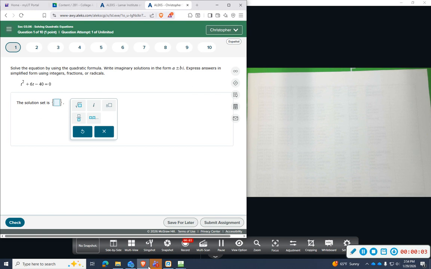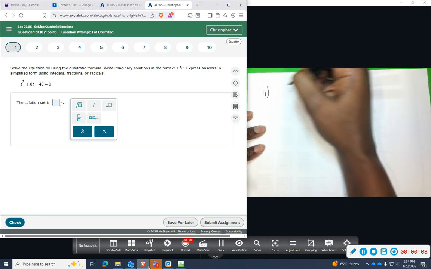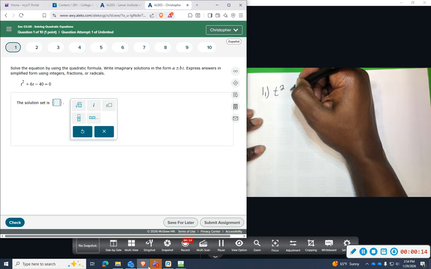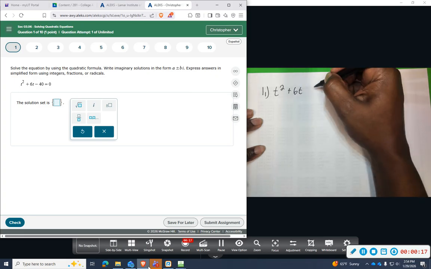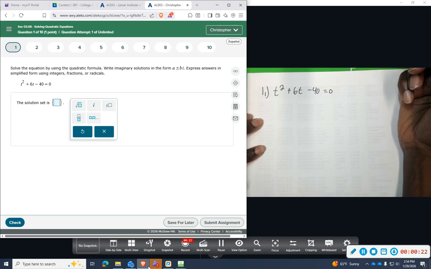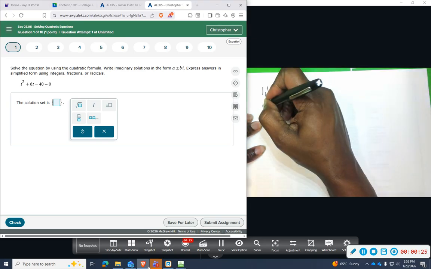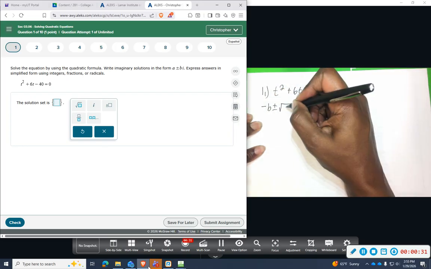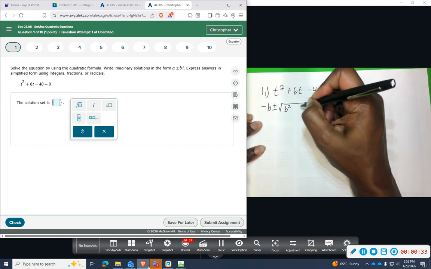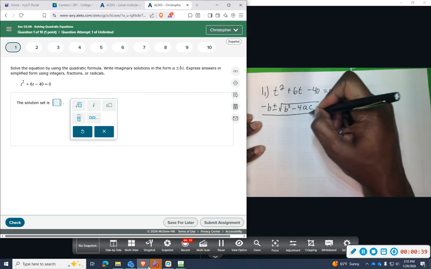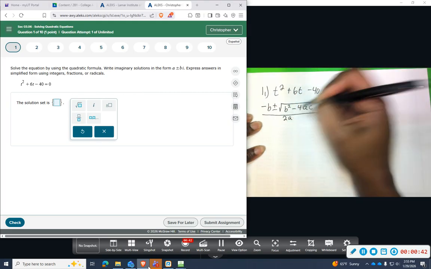Alright, so in 3.6 we're going to be solving quadratic equations. The first problem wants us to solve using the quadratic formula. So we have t squared plus 6t minus 40 equals 0. The quadratic formula is negative b plus or minus the square root of b squared minus 4 times a times c, all divided by 2 times a.